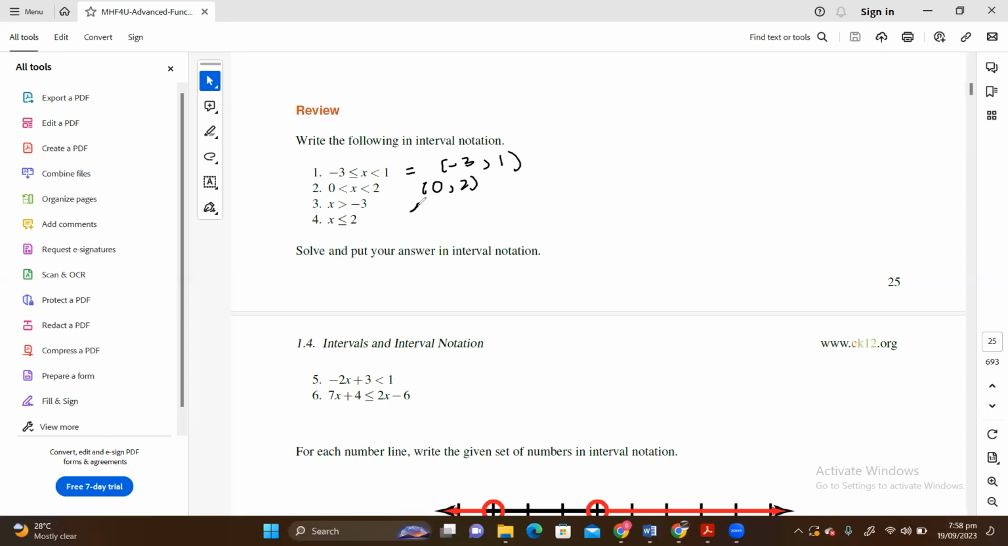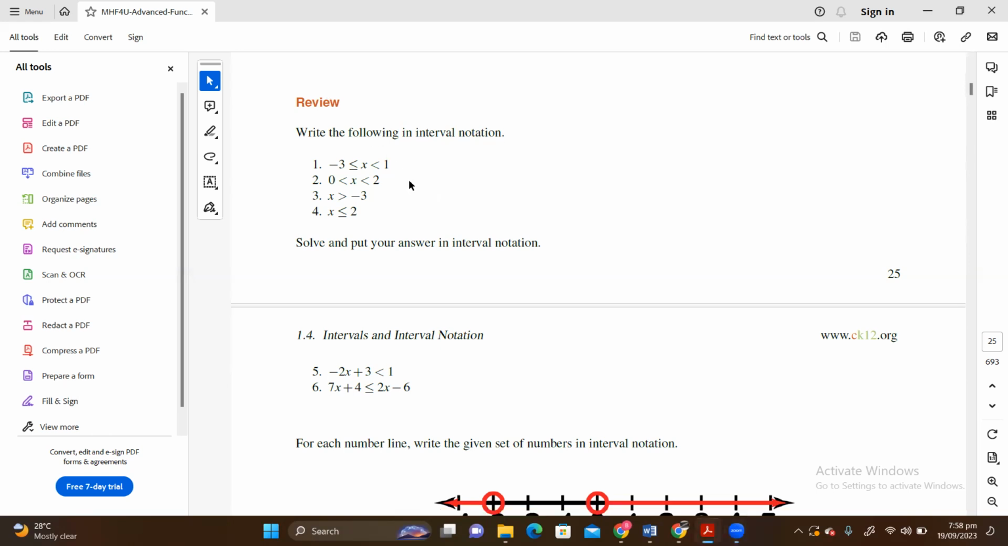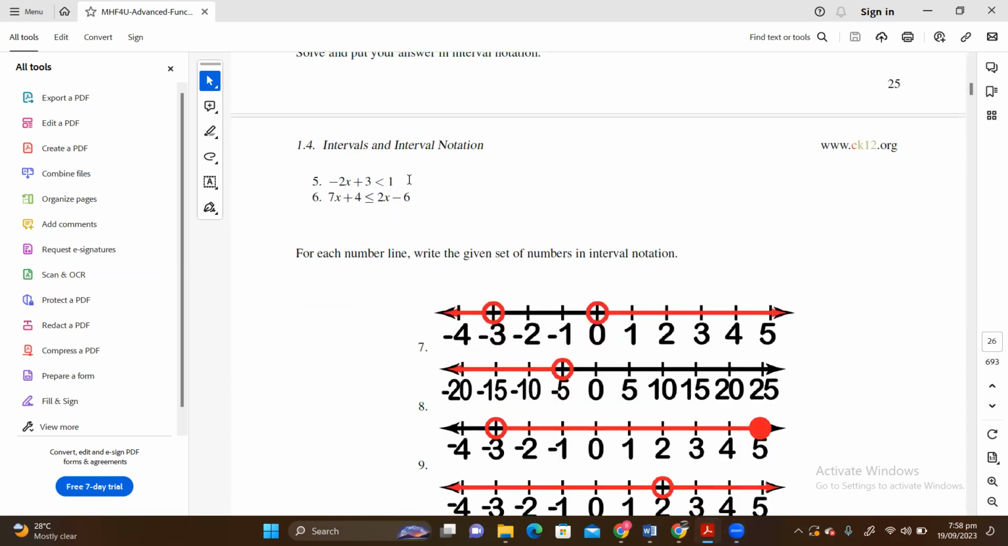This will be x is greater than -3. So -3 and then infinity. -3 is not included, and infinity is never included. And less than 2 will be negative infinity, and then 2 is included.